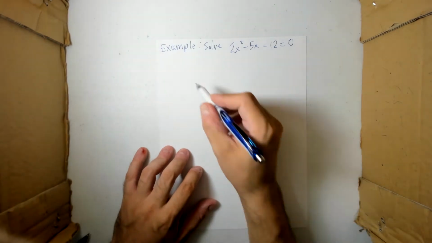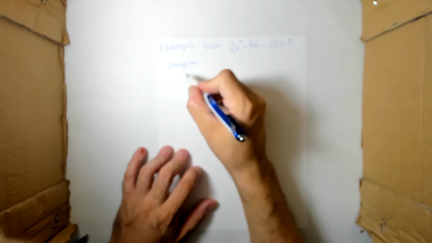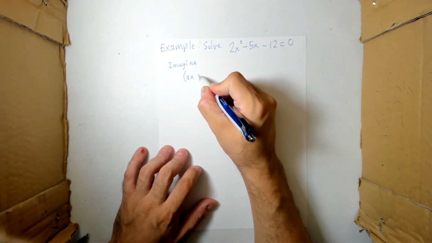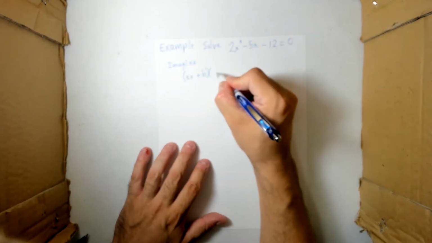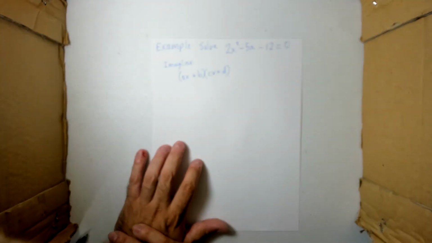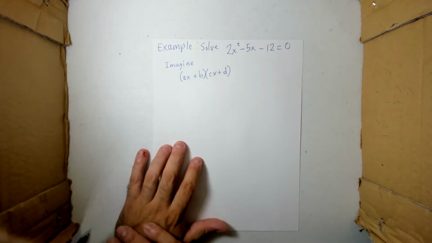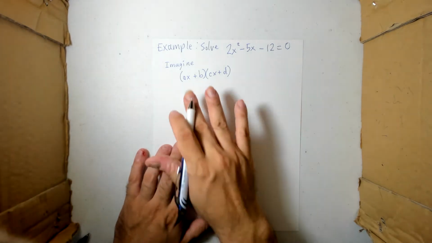Okay, so what I want to imagine for a moment is that my factors now look like this. Let's say ax plus b for some numbers a and b that I don't know, times, let's say, cx plus d for two numbers c and d that I don't know. Okay, so let's imagine that I could factor it like this. Again, I don't know what a, b, c, or d are, but we're going to FOIL this out to see what would have to happen for us to have this equal that.